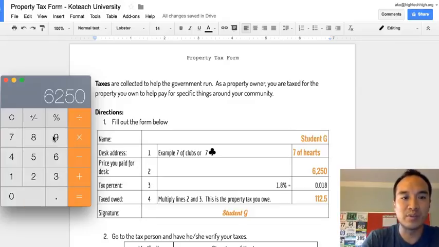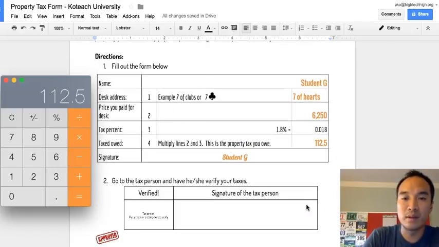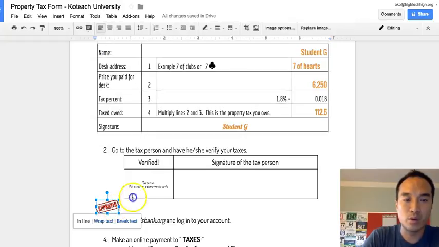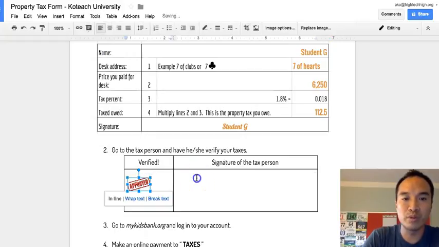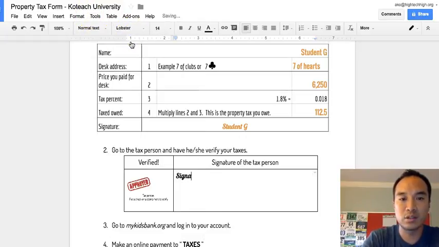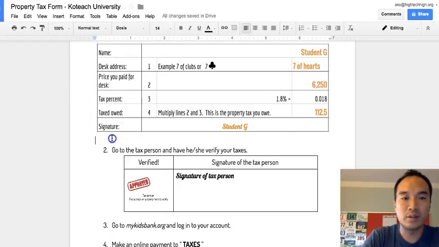So 6,250 times 0.018, and it's $112.50. Sure enough, that is correct. So you're going to take this or some other stamp, and you say, yep, approved. And you're going to sign it, signature of tax person. And then you're like, good. So they have to pay this amount, and you verify that amount.